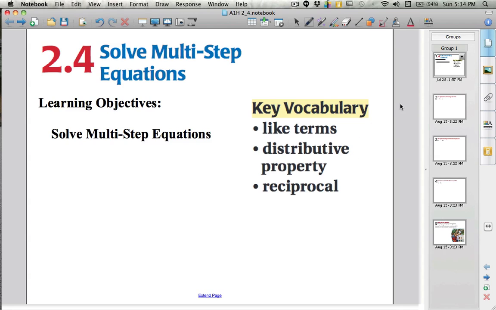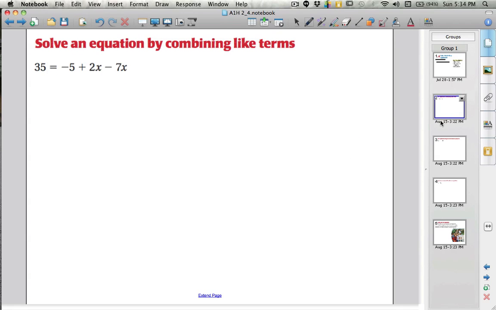So let's take a look at what these problems look like. You'll notice as you look at this problem, I've got some like terms here. So I'm going to want to start off by combining my like terms. So if I go ahead and do that, I'll have 35 is equal to negative 5, and then positive 2 minus 7, that's going to be minus 5x.